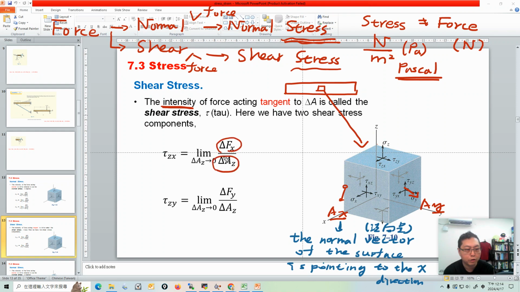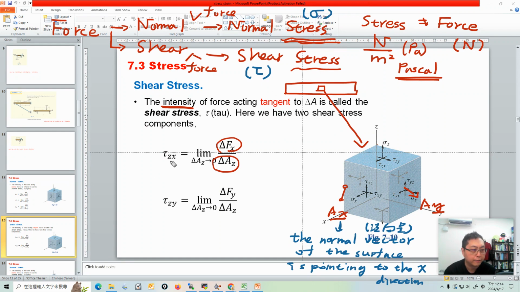But you see the difference is the direction of force is not the same as the direction of the surface. In normal stress, the direction of force and the direction of surface is the same. But in shear stress, the direction of force and direction of area is not the same. In this course, we use tau to represent the shear stress and sigma to represent the normal stress.